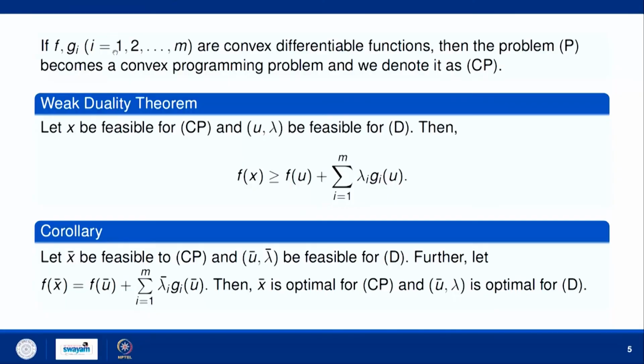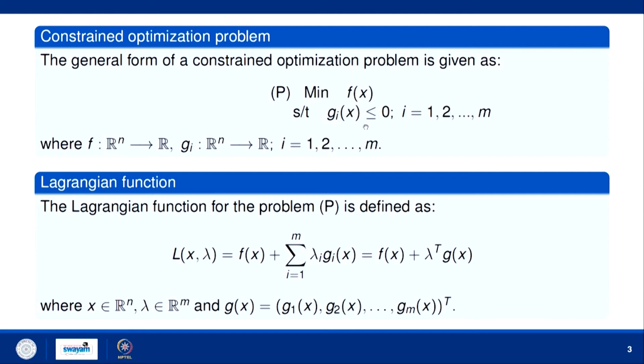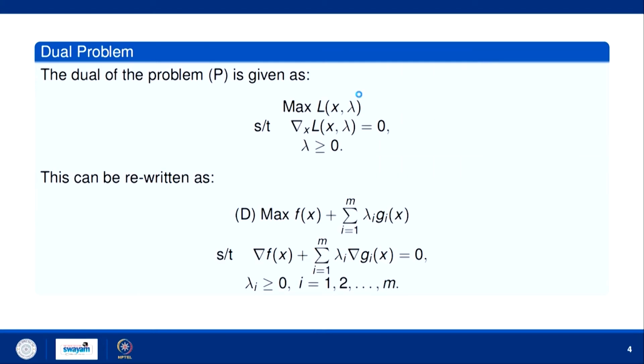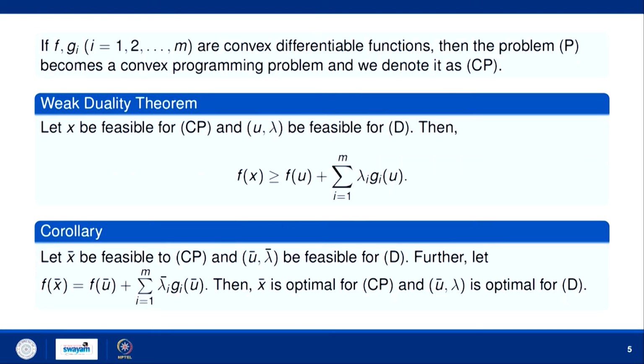So, first, if f and g_i for all i are convex differentiable functions in this problem P, then this problem is called a convex programming problem, and now we denote this problem as CP. Okay, the problem P we are calling CP.